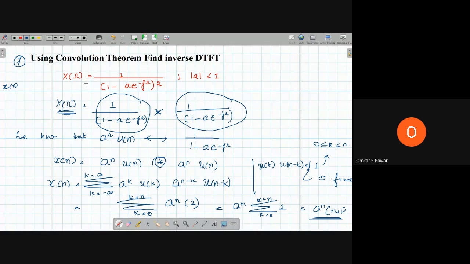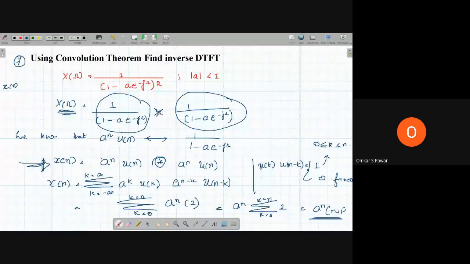We have X of omega is equal to 1 by 1 minus e power minus j omega, the whole square. Multiplication in the frequency domain is nothing but convolution in the time domain, so I have expressed it in terms of multiplication. In the time domain, it will be convolution. We know that a power of n u of n has transform 1 by 1 minus a e power minus j omega, so we get our time domain signal. In order to get our final time domain signal, we have to convolve these two. So using convolution, I have got the answer as a power of n into n plus 1.